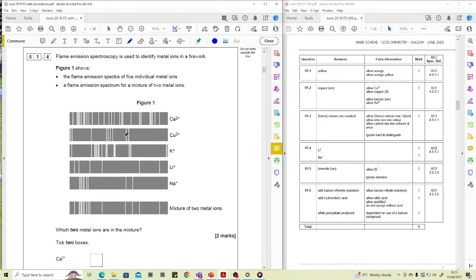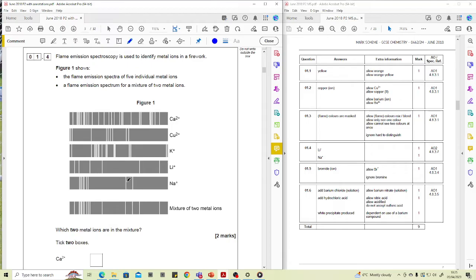Great. 1.4. Flame emission spectroscopy. So this is the colours but seen through a spectrometer. We've got to identify metal ions in a firework, a flame emission spectrum that you have to read against a comparison of individual metal ions, which two metal ions are in the mixture. So we're going to look for the position of the lines and see what matches.